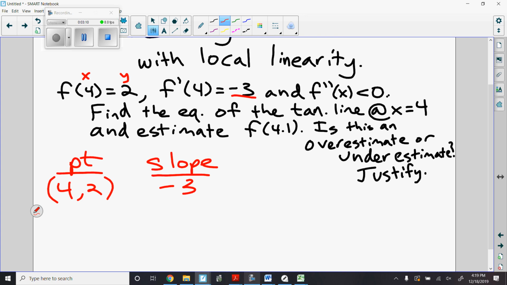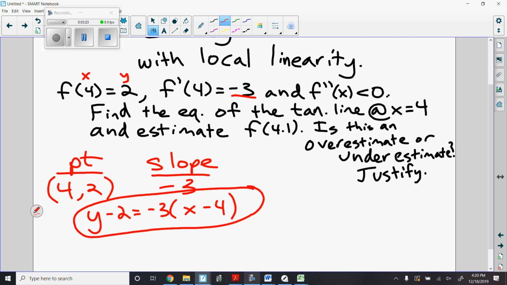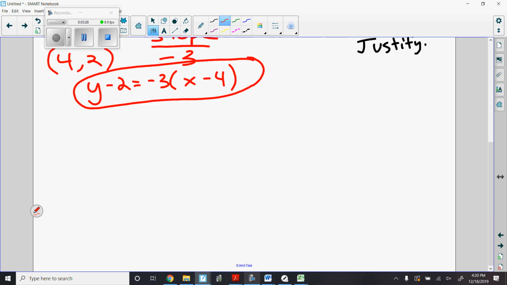Okay, to write an equation of a line, I'm just going to simply do y minus 2 equals my slope times x minus 4. So there's my equation of the tangent line to f at x equals 4. Now I want to estimate f of 4.1. Now again, I don't know f, so I can't plug 4.1 into f. Well, what I can do is plug 4.1 into my tangent line, and I'm going to get an answer that's pretty close to the right answer. So I'm going to plug 4.1 into my tangent line here.